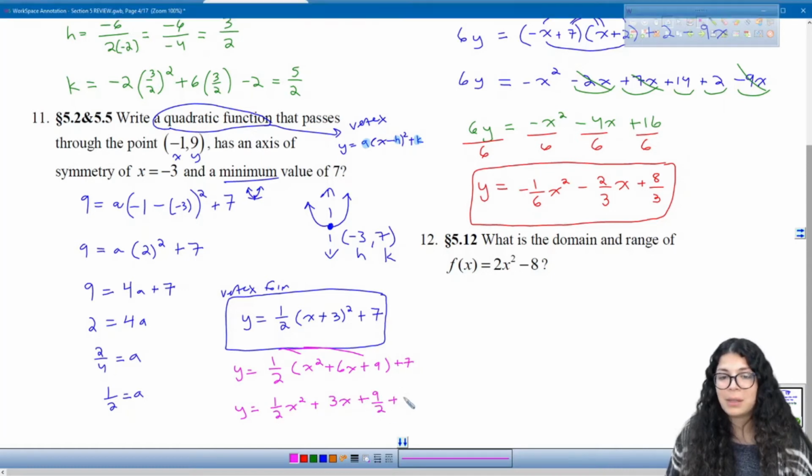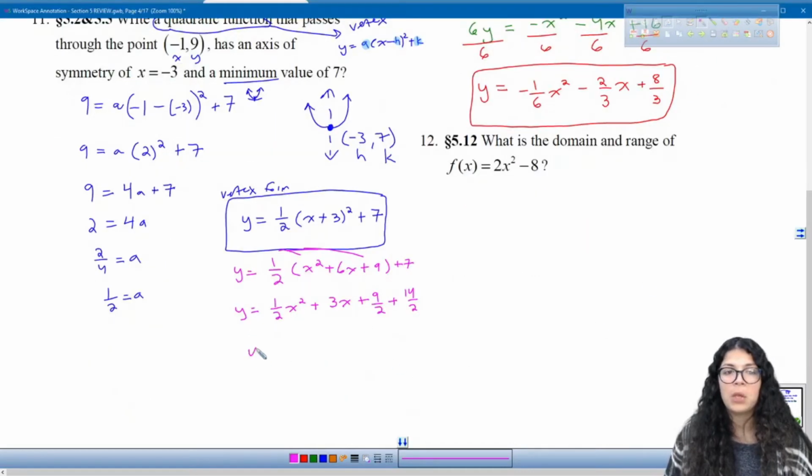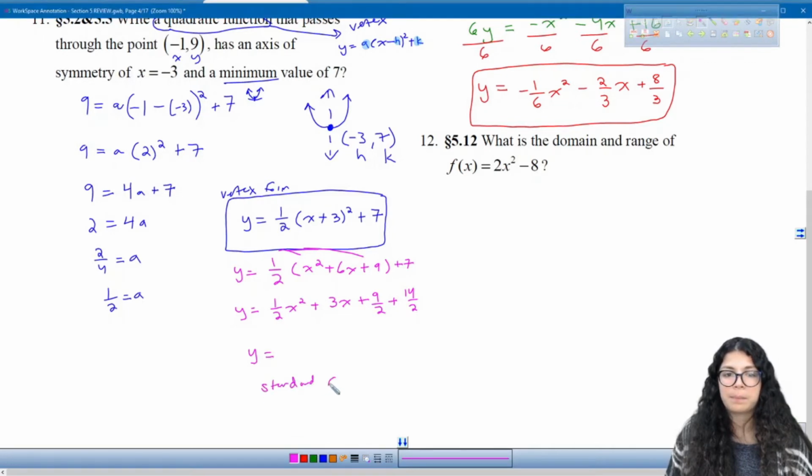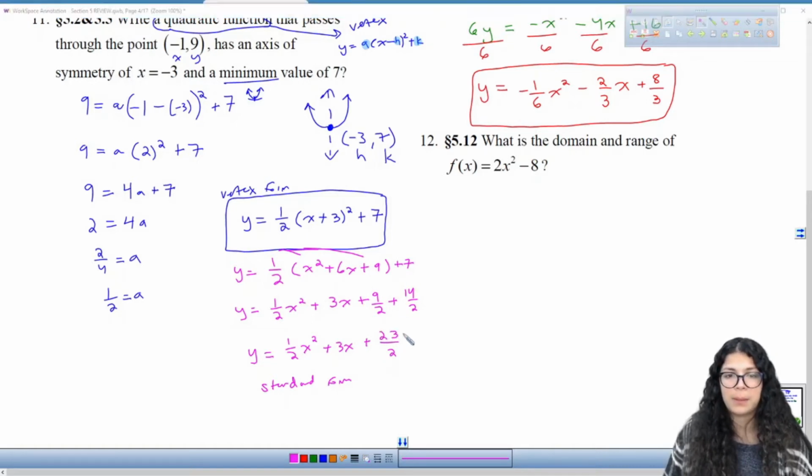And then plus 7 I'm going to write as 14/2, so I can combine these two constant terms on the back. So my standard form, if I wanted to write it, would be 1/2 x squared plus the 3x. And then remember, denominator stays the same for your result. And then you just add the top. 9 plus 14 is 23.